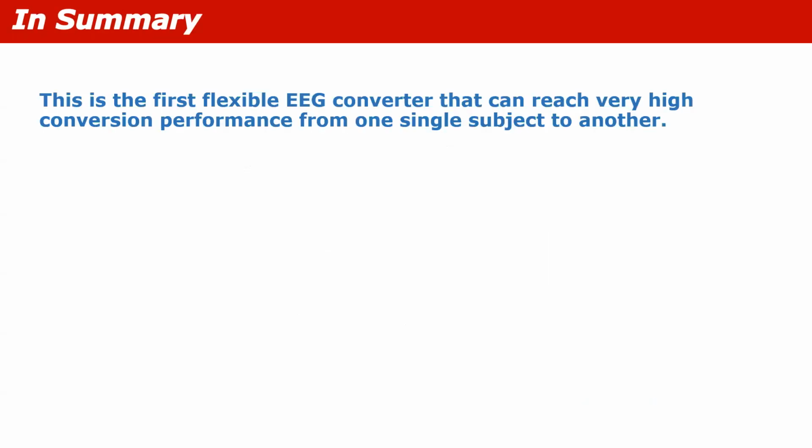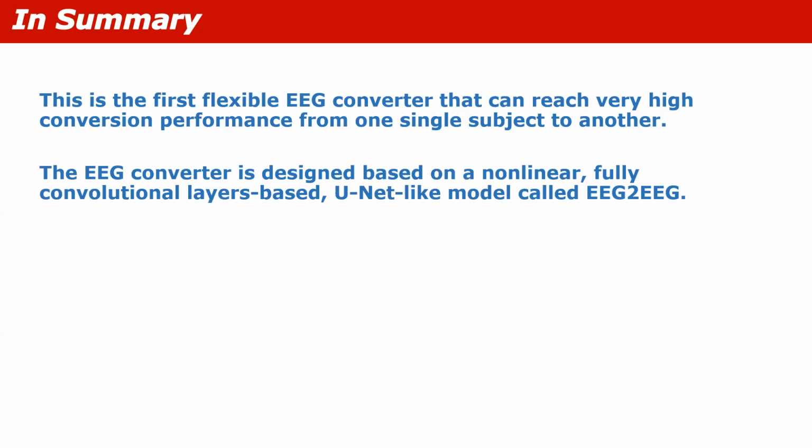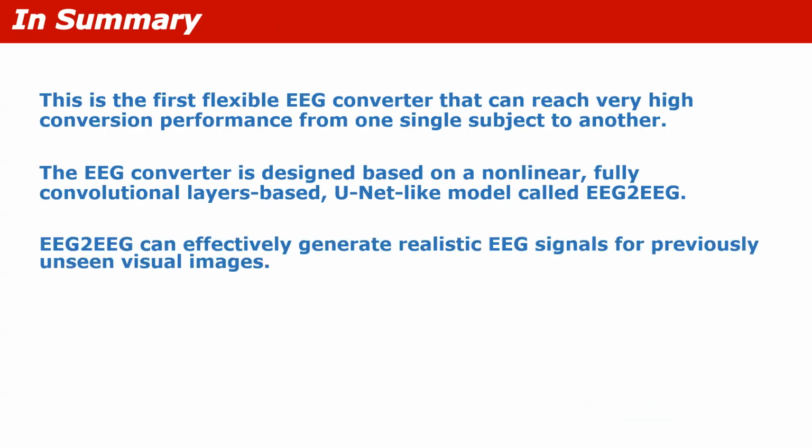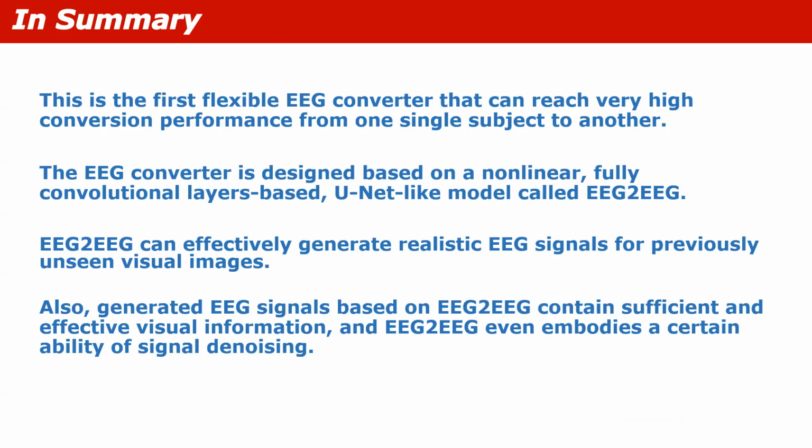So in summary, this is the first flexible EEG converter that can reach very high conversion performance from one single subject to another. And the EEG converter is designed based on a nonlinear fully convolutional layer-based U-Net-like model called EEG2EEG. EEG2EEG can effectively generate realistic EEG signals for previously unseen visual images. And also generated EEG signals based on EEG2EEG contain sufficient and effective visual information, and EEG2EEG even embodies a certain ability of signal denoising.